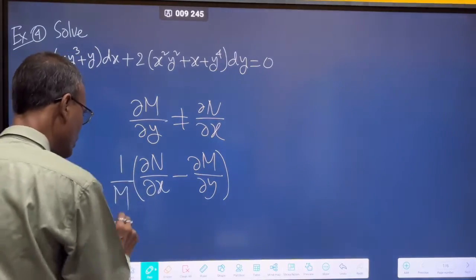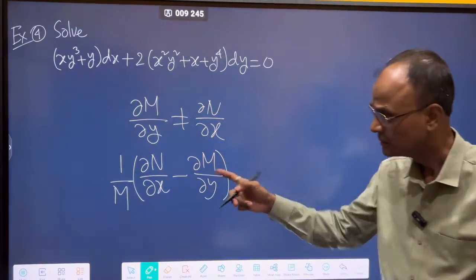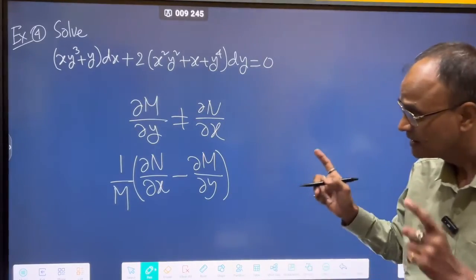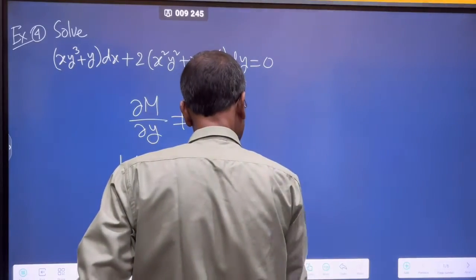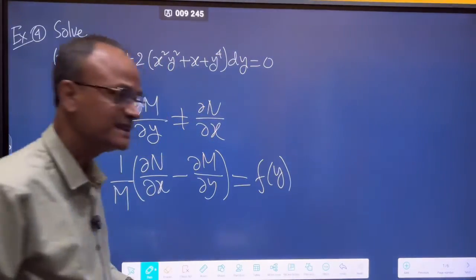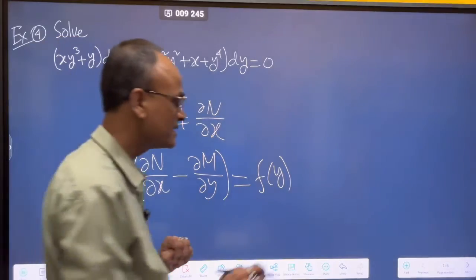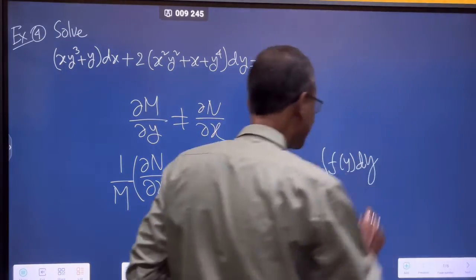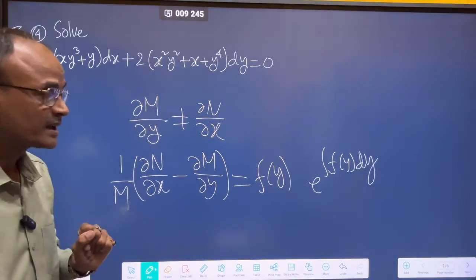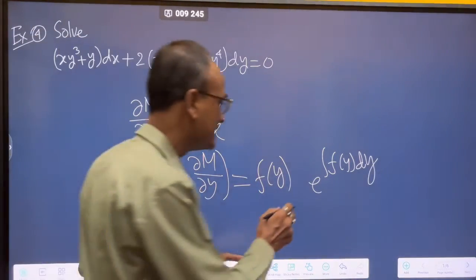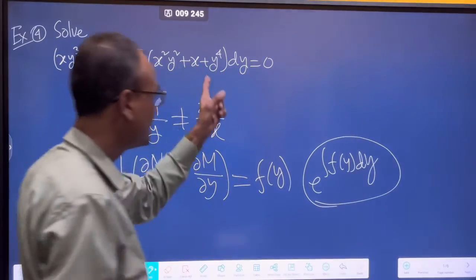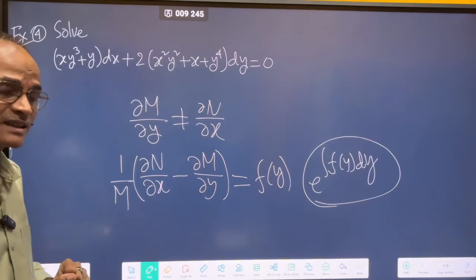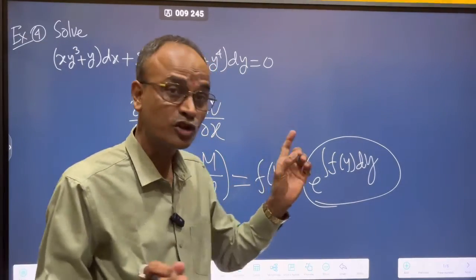Now, if you divide it by M, and if it is a function of y only, then e to the power integral f(y) dy is the integrating factor of the differential equation. If you multiply the differential equation by the integrating factor, then the differential equation becomes exact.